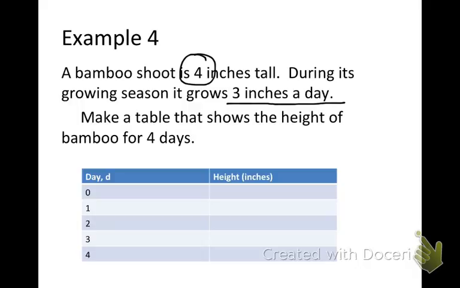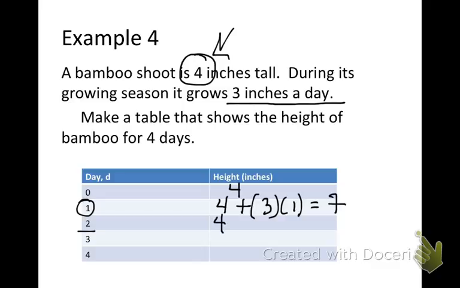So what was the height of the bamboo on day 0? Well, we know it starts as 4 inches, so I'm going to plug that in. Then I know day 1, my bamboo was 4 inches plus 3 inches times my 1 day. So that is going to equal 7 inches. So day 2, we know we started at 4 inches. We know it grows 3 inches every day, and we know we're at 2 days. So now I have 4 plus 6 equals 10.